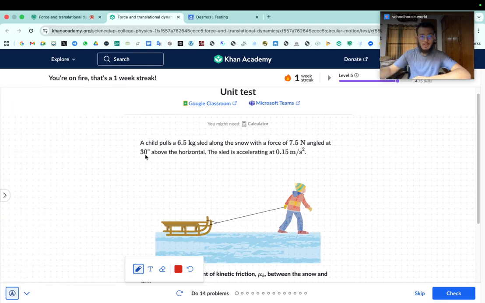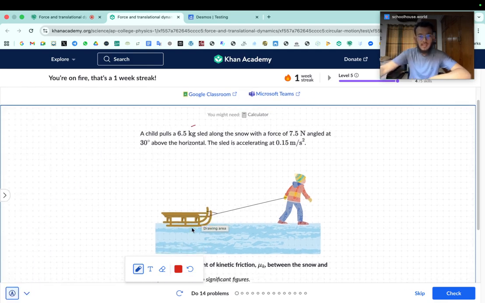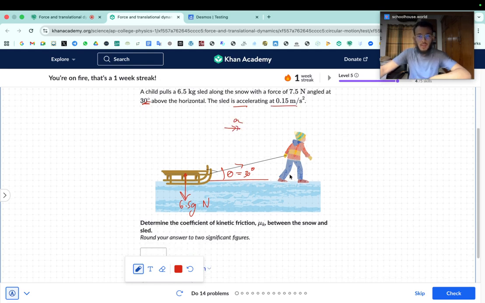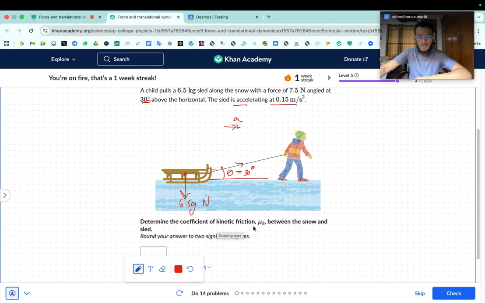A child pulls a 4.5 kg sled along the snow. So we have a mass acting below here, which is 6.5 kg, along the snow. So force is in this direction, 7.5 Newton, at an angle of 30 degrees above the horizontal. So you have 30 degrees here. Theta equals 30 degrees. The sled is accelerating, so you have acceleration in this direction of 0.15 meters per second squared. Determine the coefficient of friction mu between the snow and the sled.